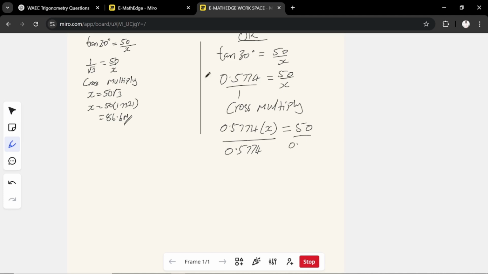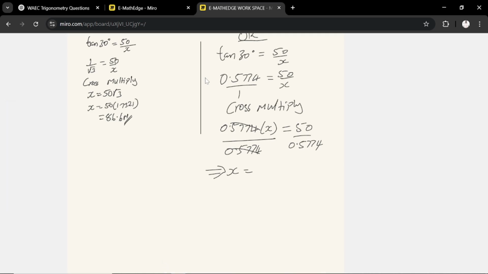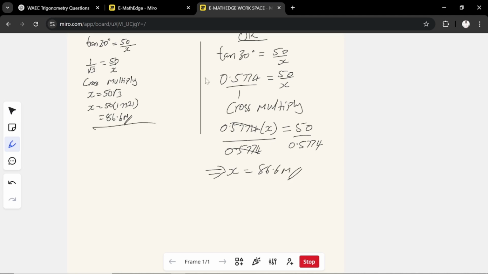Divide by 0.5774, and mind you, whatever you are doing to the left hand side must also be done to the right hand side. So we divide by 0.5774, such that we are going to be left with x equal to 50 divided by 0.5774. We are going to have it to be 86.6 meters approximately. So if you observe, the value obtained here for x is the same thing as this.